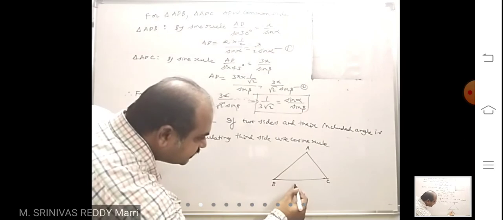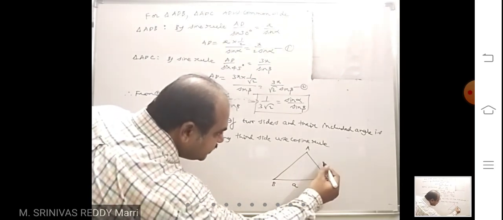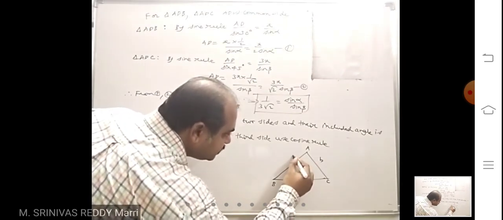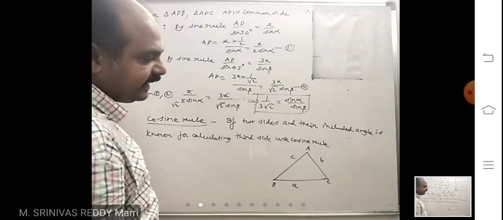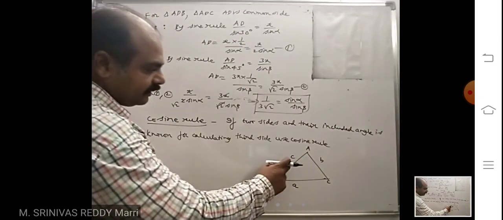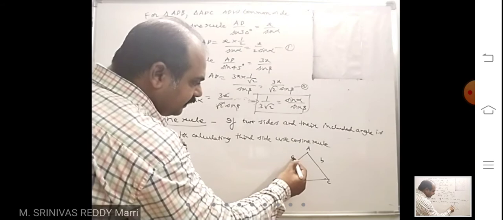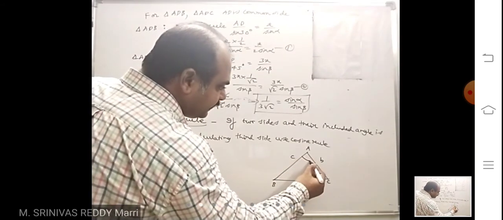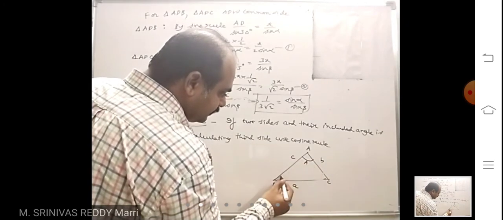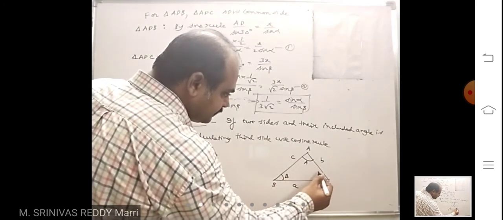Okay. This BC is what length A. This is B. This is C. Right? So what cosine rule says is, if two sides and their included angle are known. Suppose B and C you know, and their included angle, meaning the angle between them. This is angle A, this is angle B, this is angle C.